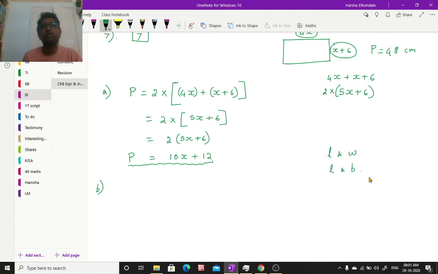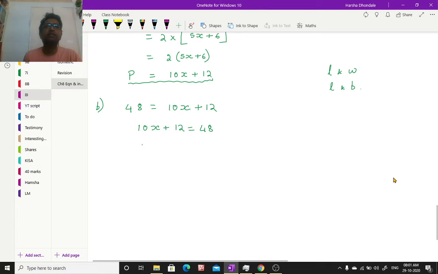How do we solve this? Perimeter. What is perimeter? Perimeter equals 48. See here, I am highlighting it. It's given in the question. Perimeter equals 48 centimeters. So instead of P, I will write 48 equals 10x plus 12. Okay, now again 10x plus 12 equals 48, and then I write 10x. I'm just interchanging LHS and RHS in this step, that's all, nothing else. 10x is equal to 48 minus 12, 10x is equal to 36. x is equal to 36 divided by 10 gives me 3.6. I'm writing it directly.